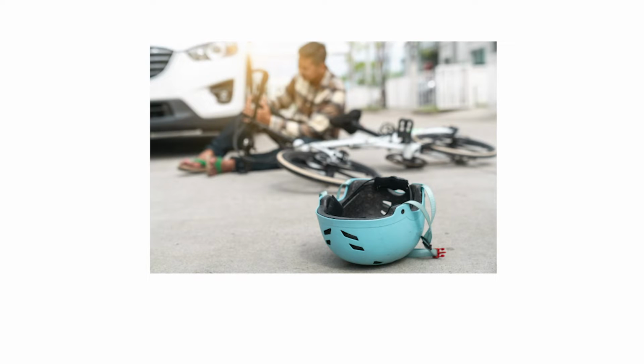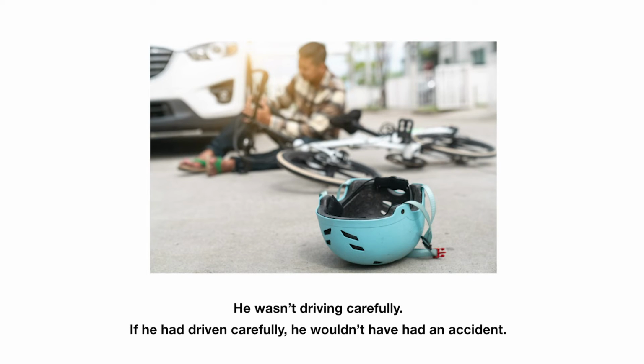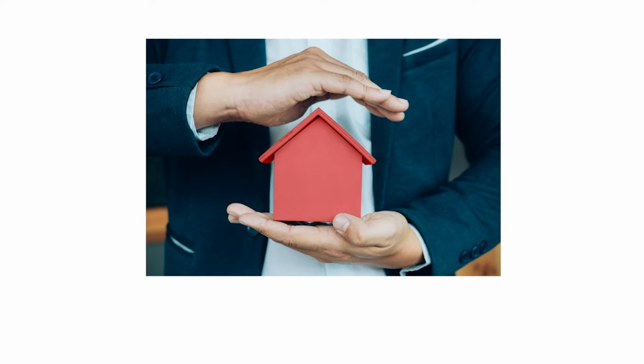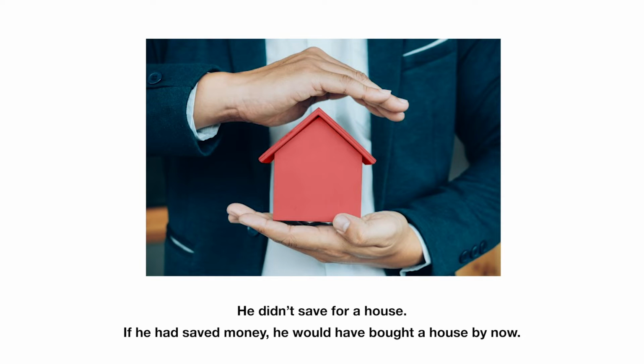Picture 5. He wasn't driving carefully. If he had driven carefully, he wouldn't have had a car accident. Picture 6. He didn't save for a house. If he had saved money, he would have bought a house by now.